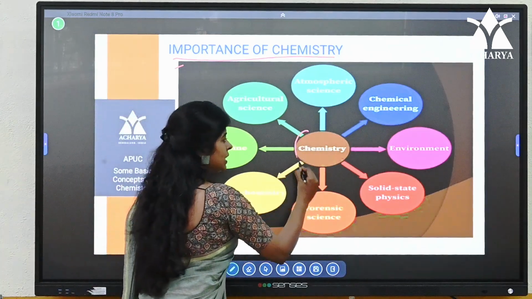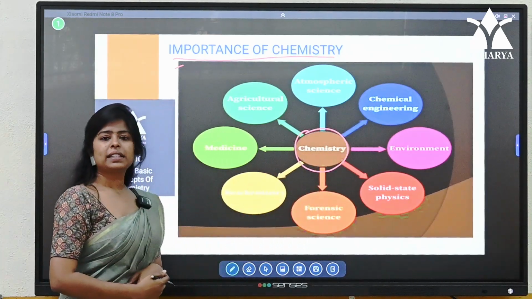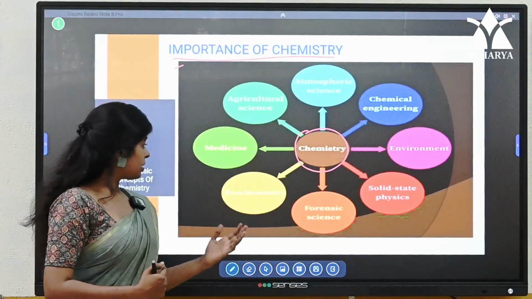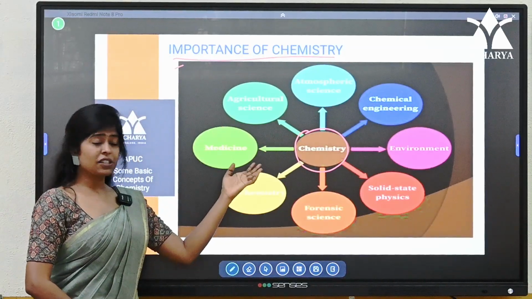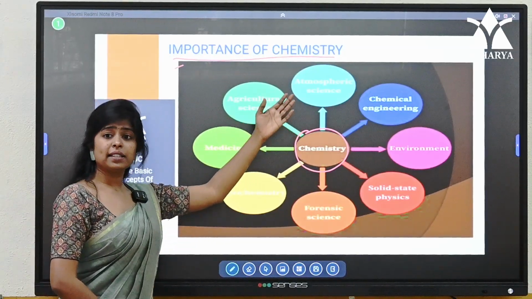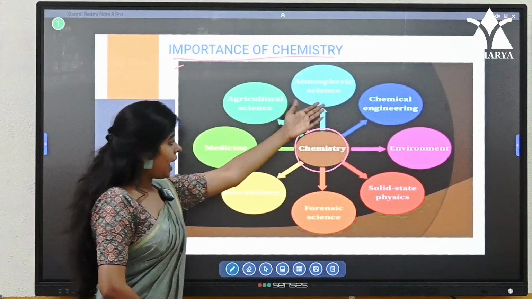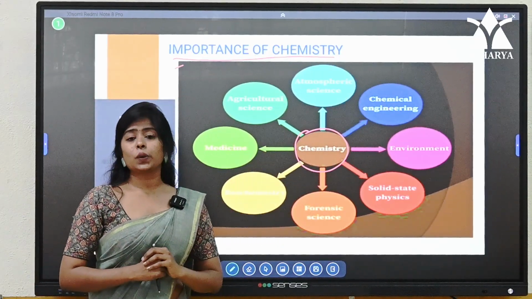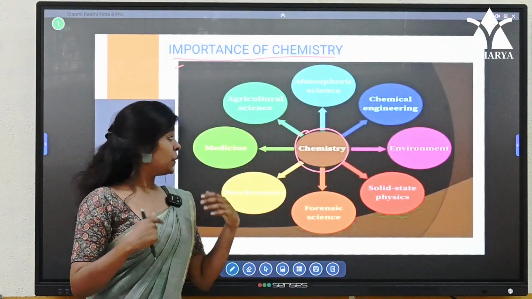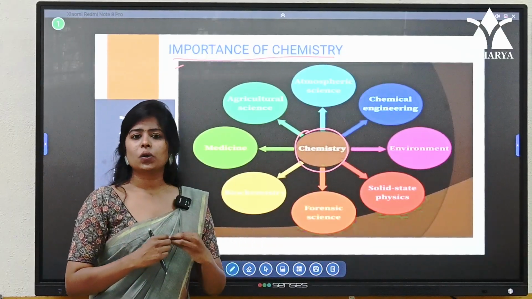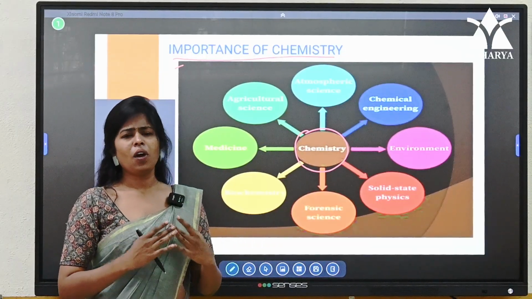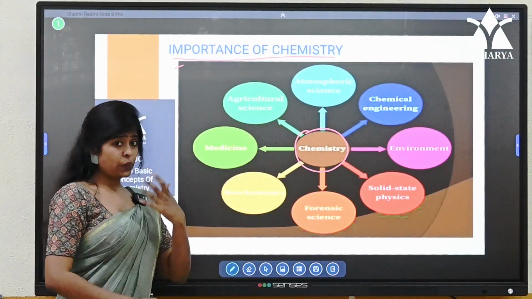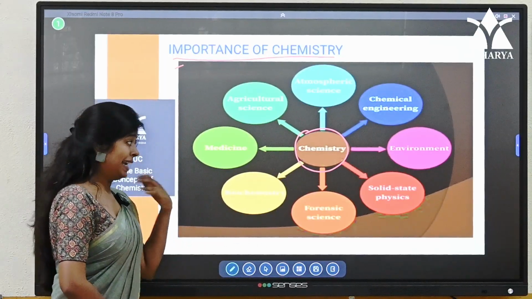Chemistry is called central science because it connects with different subjects: biology, physics, medicine, agricultural science, atmospheric science, chemical engineering and environment and many more. Now the question arises, where do we see chemistry? So the answer is almost everywhere around us. This we can understand a little more in depth.